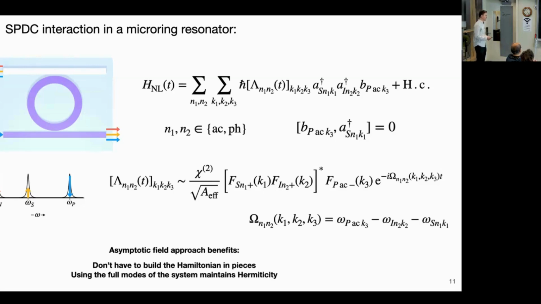And the benefit of this approach is that we don't have to build the Hamiltonian in pieces using, say, coupled mode theory. This is what it is. And we're using the full modes of the system. So we maintain the hermiticity of the Hamiltonian. So there's no complex frequencies or anything. And also this asymptotic field approach doesn't just apply to ring resonators. You can use it for other nonlinear generation problems where you have a well-defined interaction region and input. Then you can identify the input and output fields.